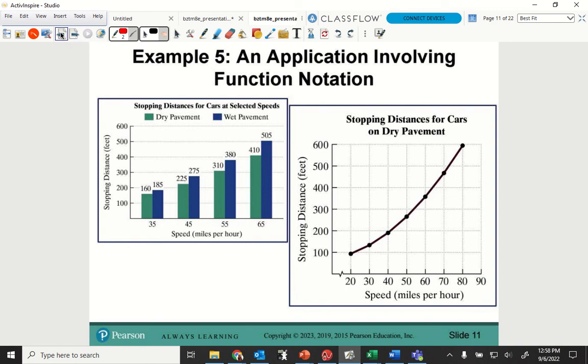Where's your paper? It's right there. At least pretend like you're looking at your paper. Me? Yes, you. Oh, right here.